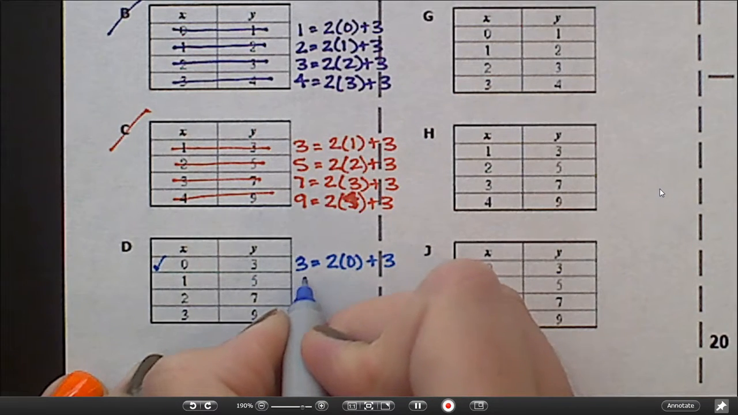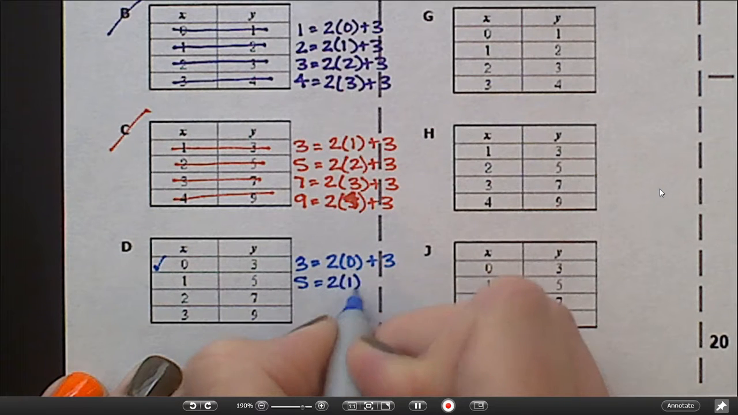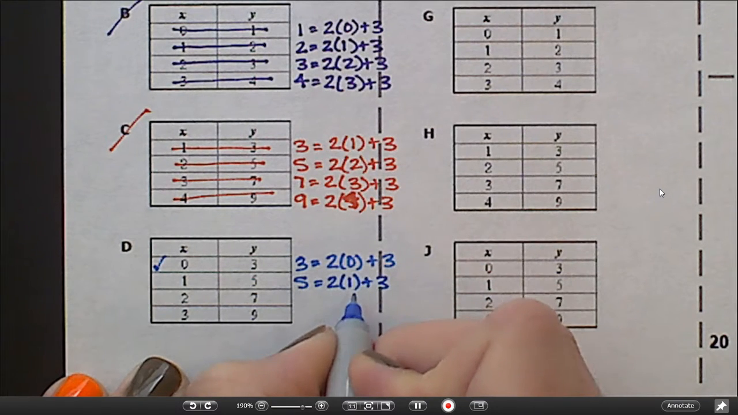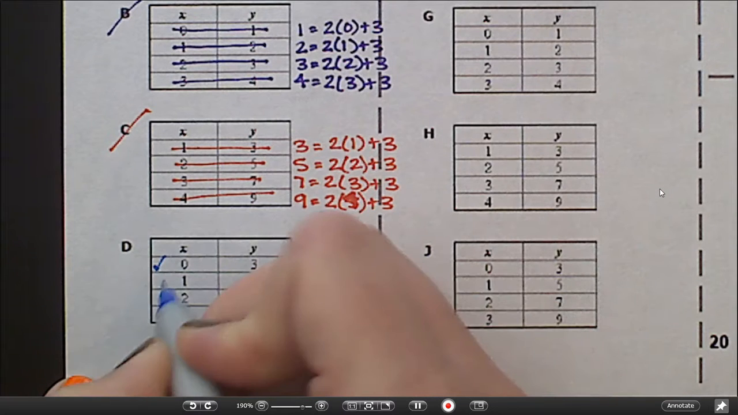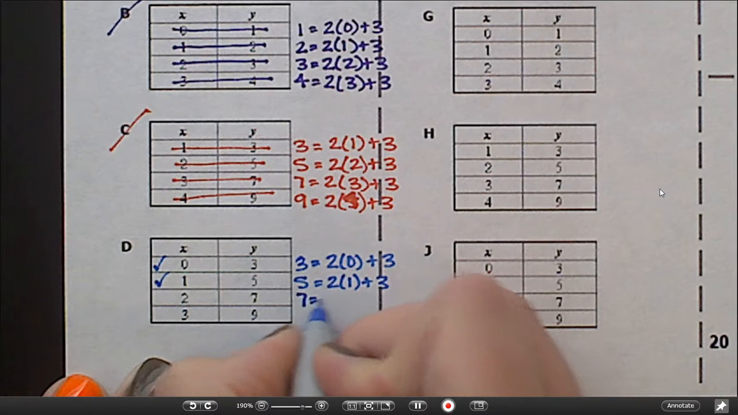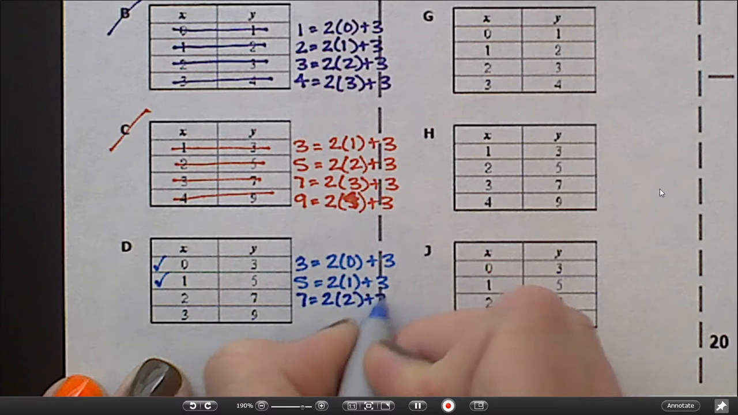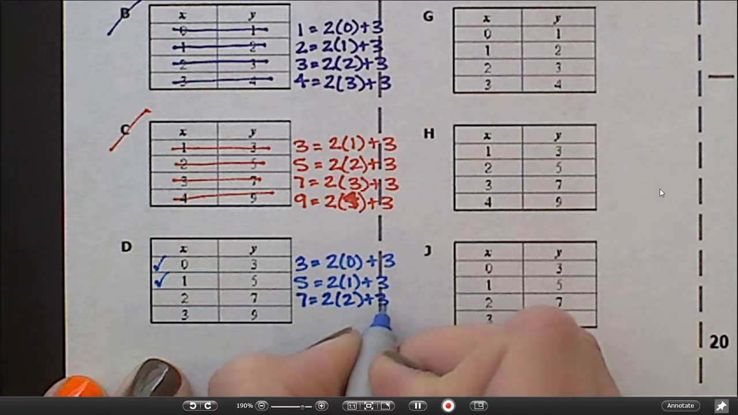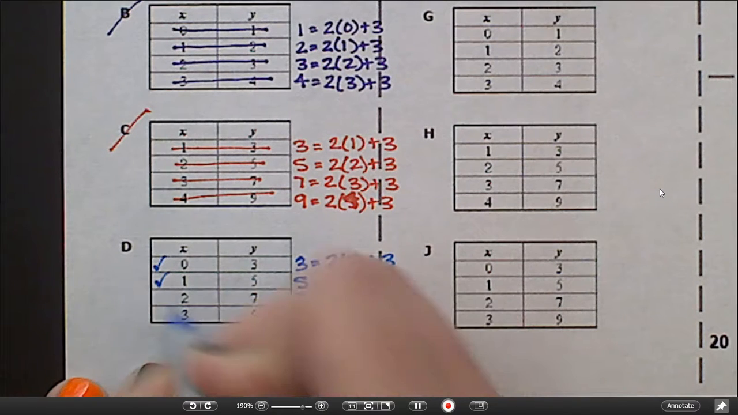Now let's try 5 equals 2 times 1 plus 3. 2 times 1 is 2, plus 3 is 5. So that one works. 7 equals 2 times 2 plus 3. 2 times 2 is 4, plus 3 is 7. So yep.